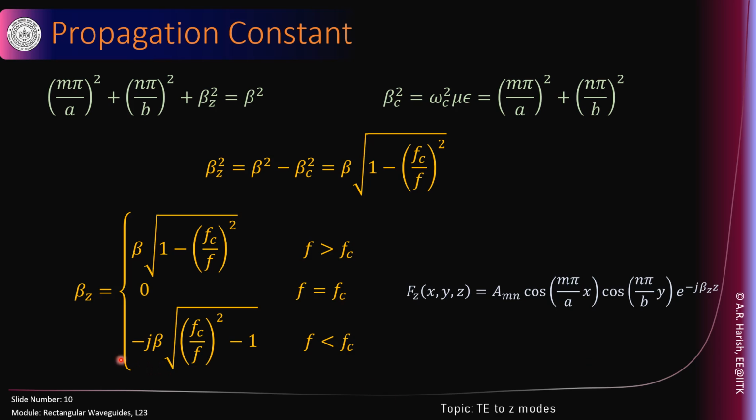So if I choose a minus j term here, then when we substitute this in this equation, it gives me e to the power of minus some real quantity. And therefore, that represents a realistic system. And hence, we choose minus j, or a negative sign, for beta z when f is less than fc. This is very important. Please remember this.